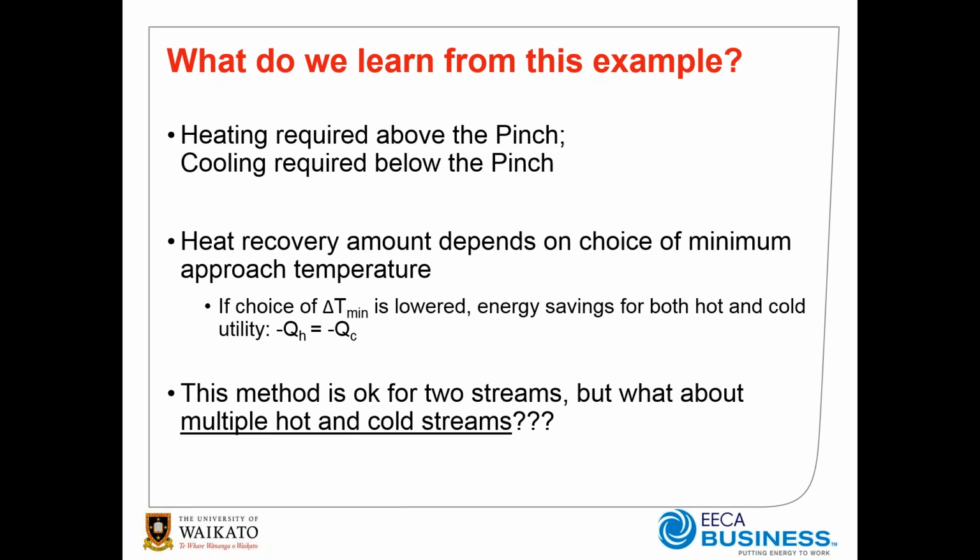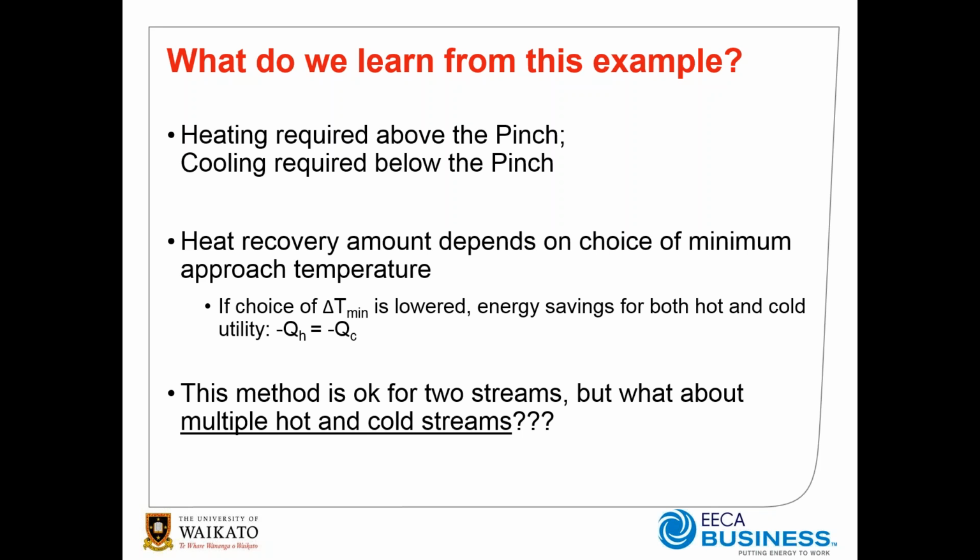Then we have the heat recovery depends on our choice of minimum approach temperature, and we've explained how to try and go about selecting what that minimum approach temperature is. As we save energy by going to a lower delta T min, it is also useful to note that the amount of energy saved from the hot utility is equal to the amount of energy saved from the cold utility.